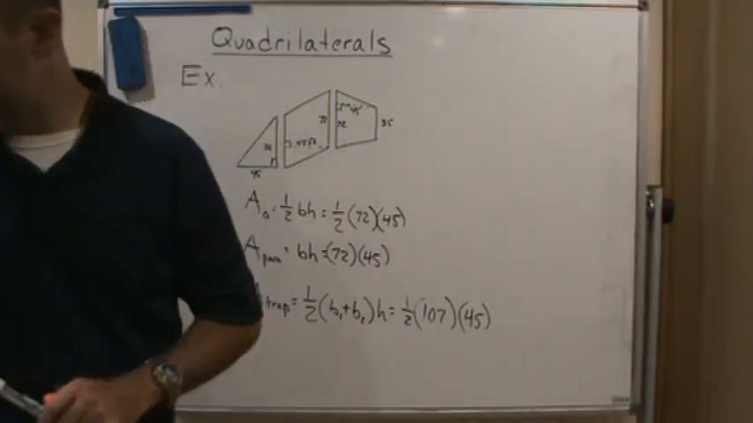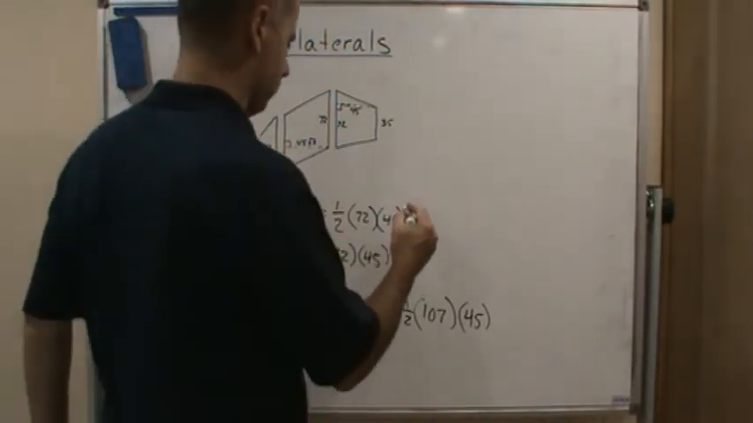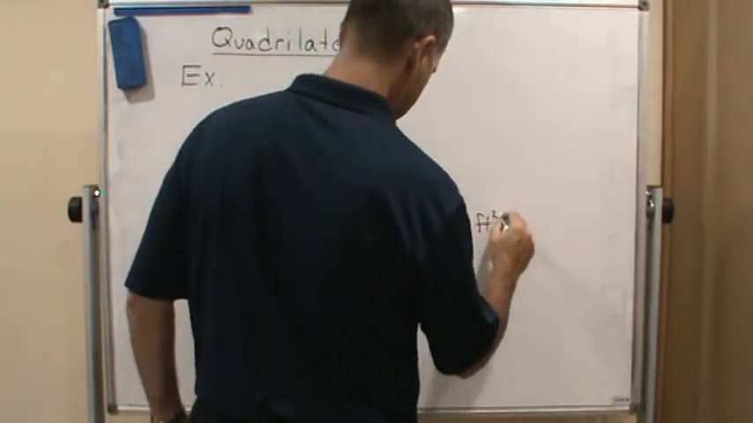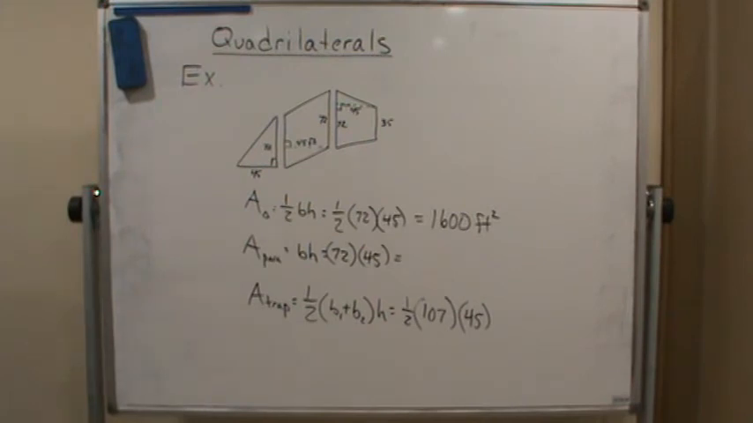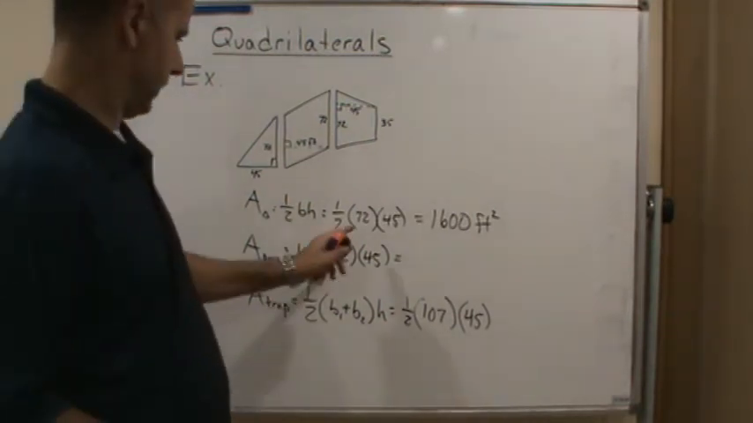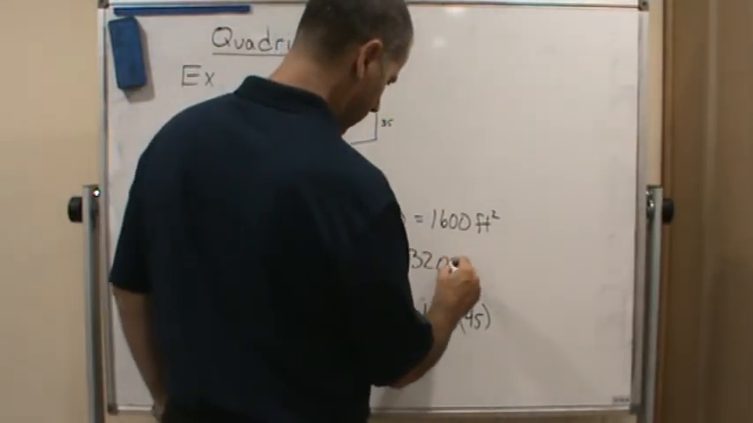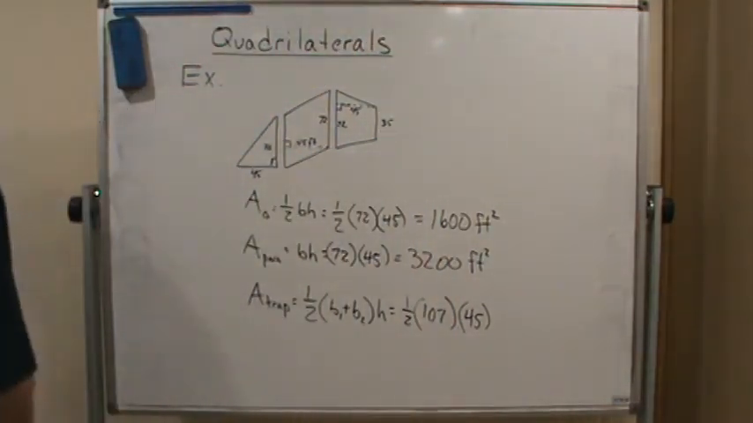So what do you get for the first one? Again, make sure you know how to do it. The first one we get 1,600 square feet. What do we get for the second one? 3,200 square feet. Same thing, it's just double, so it's double this one. So this will be 3,200 square feet. And the last one, what do we get? 2,400 square feet.